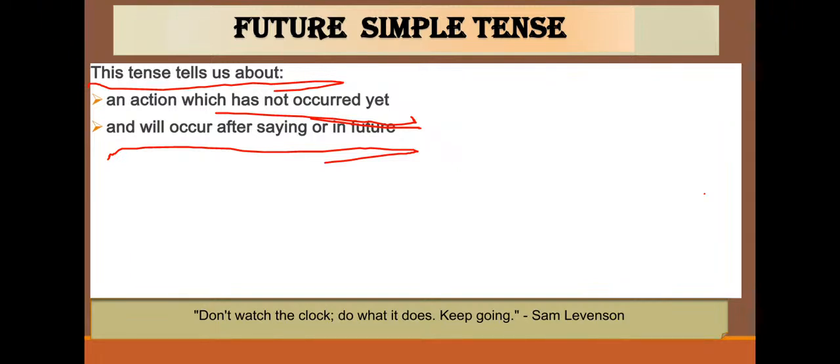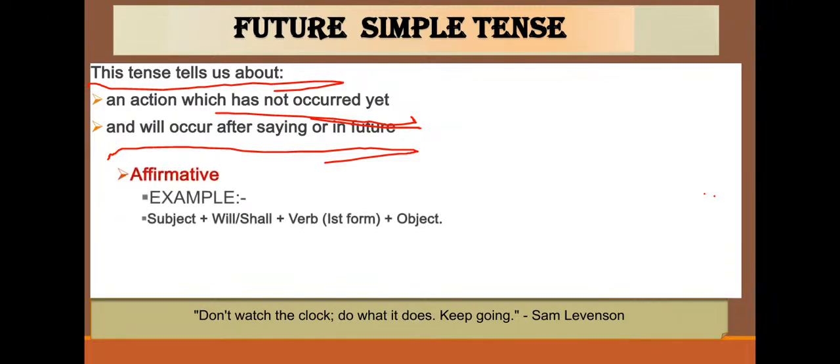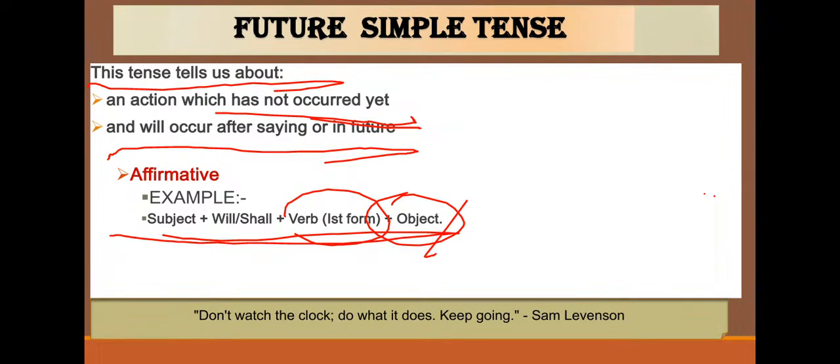Now let's move on and talk about its versions. We have four different kinds, or types, of this future indefinite or future simple tense. The first one is affirmative, the positive sentence we mainly use in our daily life. The next ones I will tell you after this. Affirmative is the positive version. The construction is: subject plus will or shall plus the first form of the verb plus object or complement.